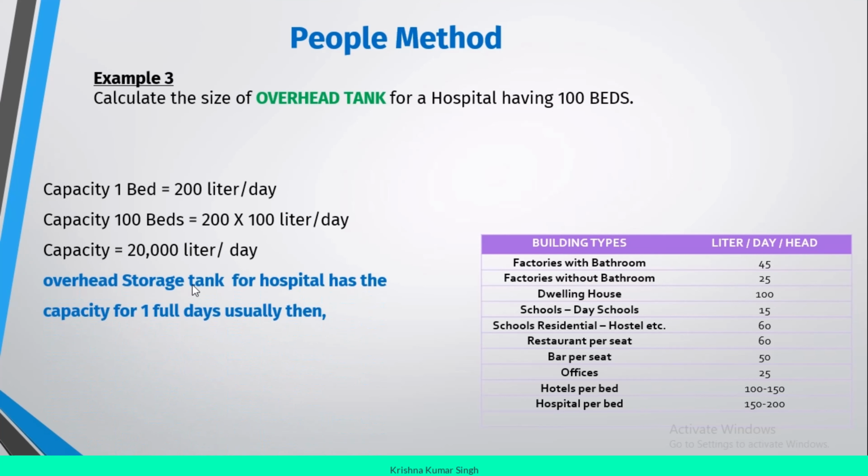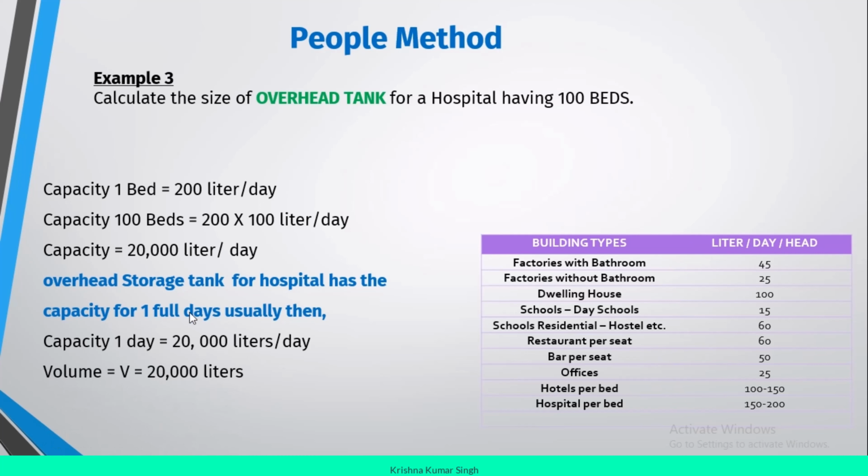Now, overhead storage tank for hospital has the capacity for one full day, right? You know that in the previous example that overhead tank always has capacity of half day. So you divide the capacity with 2, or multiply with 1 by 2. But in this case, this is the special case, you will not multiply or divide anything because it is already for one day, so we will use it as it is. The capacity, we will use it as it is. So the capacity for one day is equal to 20,000 liters per day.